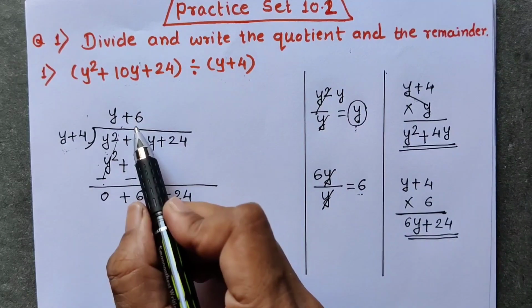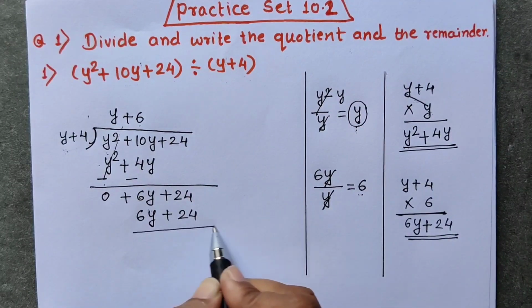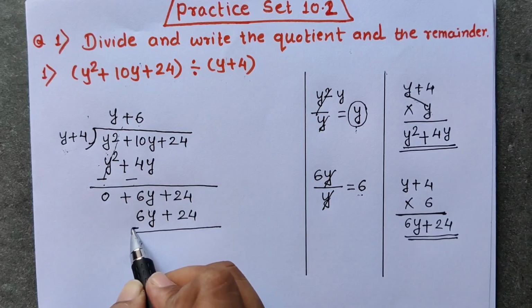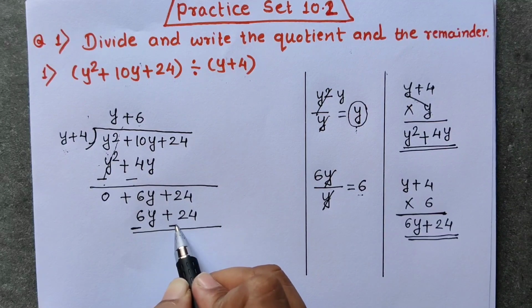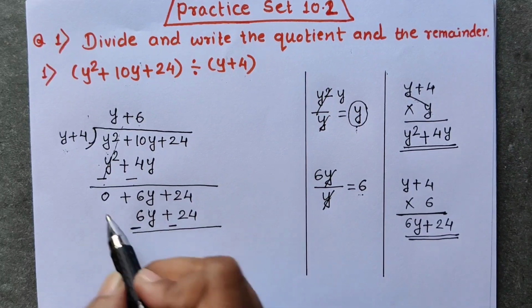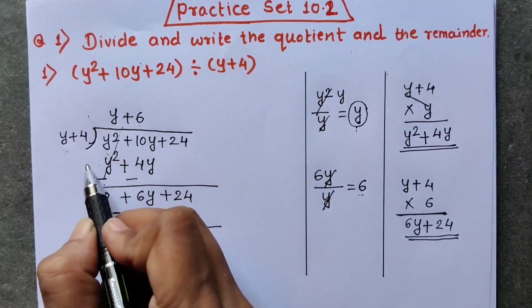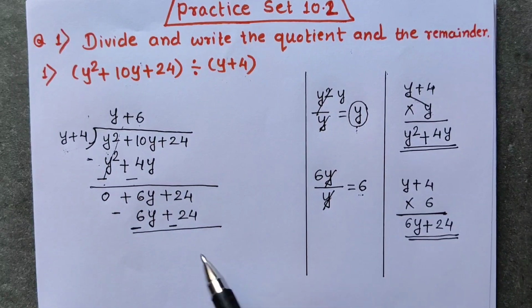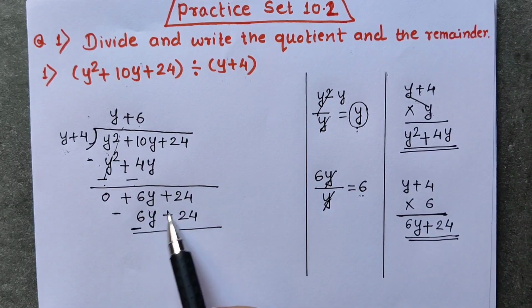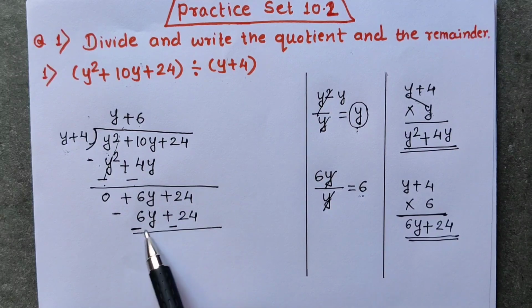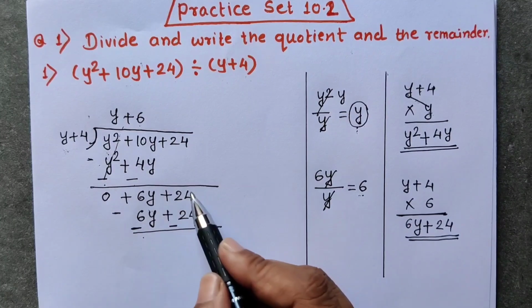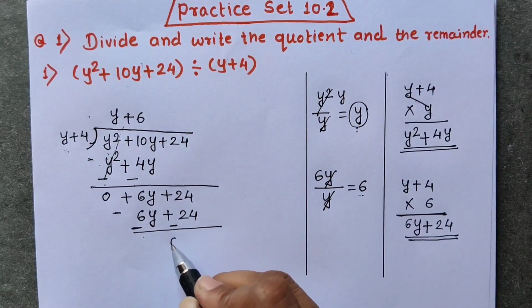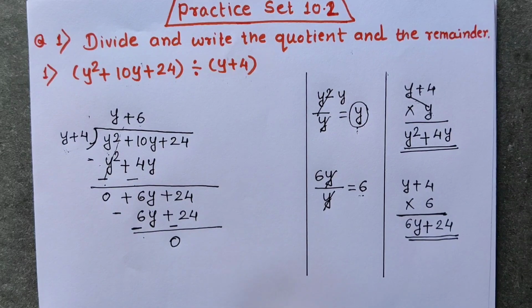This 6 we have already written in the quotient. Now change the sign: plus 6y becomes minus 6y, plus 24 becomes minus 24. Why are we changing the sign? Because we do the subtraction here. In all these steps we do subtraction, and because subtraction is there, we have to change the sign of the polynomial which is written below. So plus 6y minus 6y is 0, and plus 24 minus 24 is 0. In this way the remainder we are getting is 0.